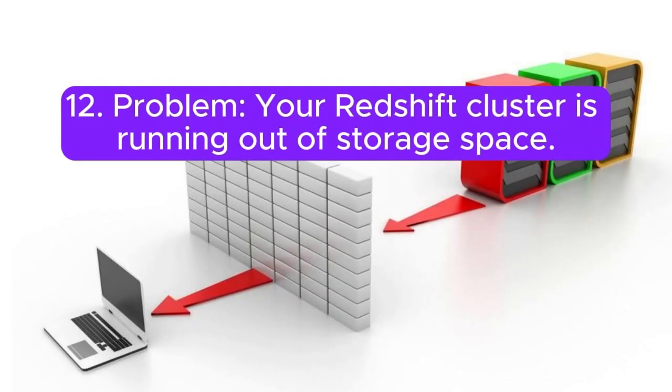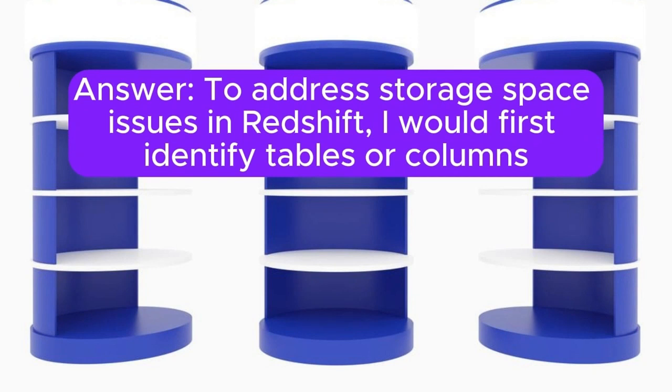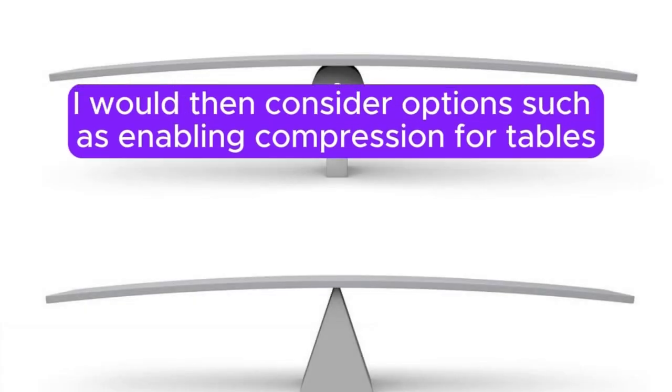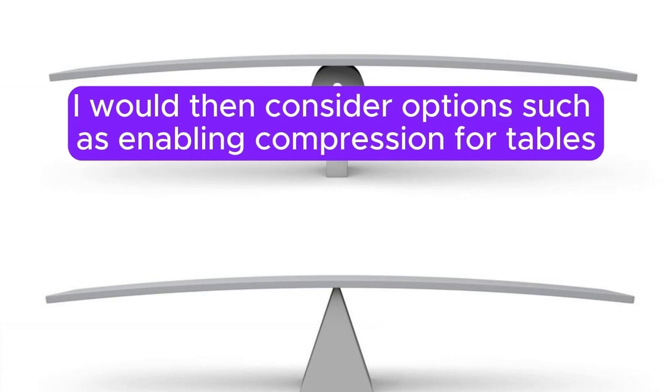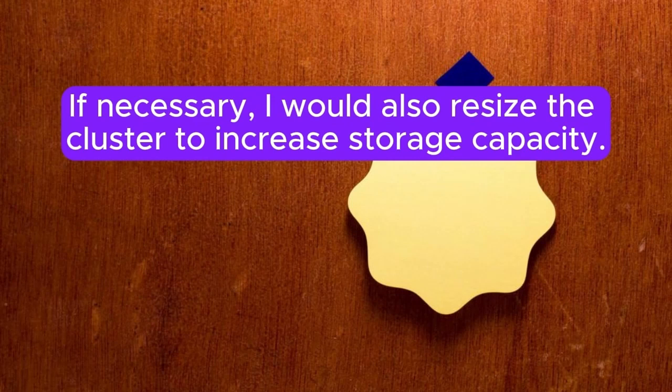12. Problem. Your Redshift cluster is running out of storage space. What steps would you take to address this issue? Answer. To address storage space issues in Redshift, I would first identify tables or columns consuming the most storage using system views like svv_table_info. I would then consider options such as enabling compression for tables with high storage usage, or archiving and offloading historical data to S3 using Redshift Spectrum. If necessary, I would also resize the cluster to increase storage capacity.